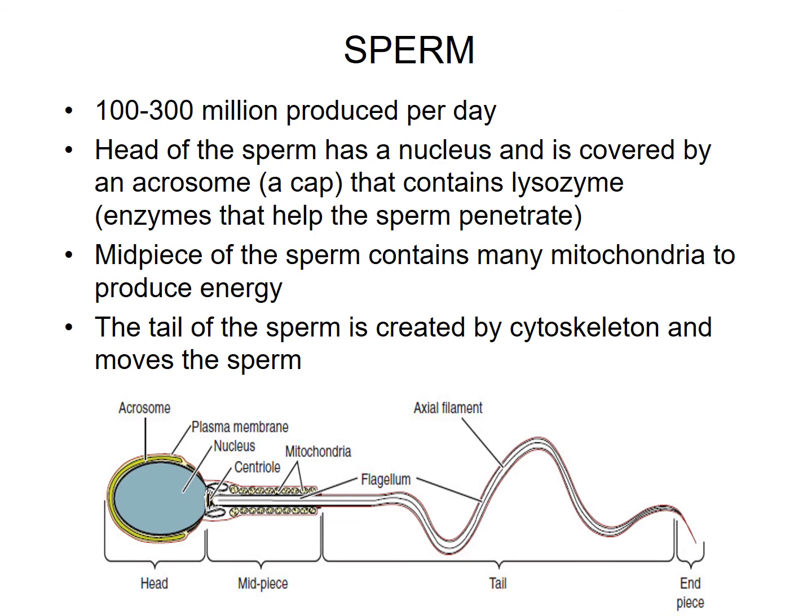So different parts of the anatomy of the sperm, you can take a look at the picture at the bottom and see. It just kind of looks like a thing with a little head and just a tail, like a tadpole, and that's kind of how it works.